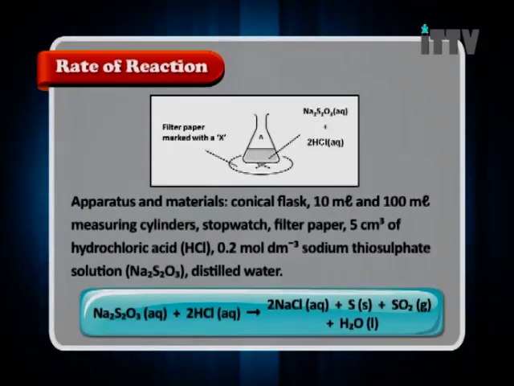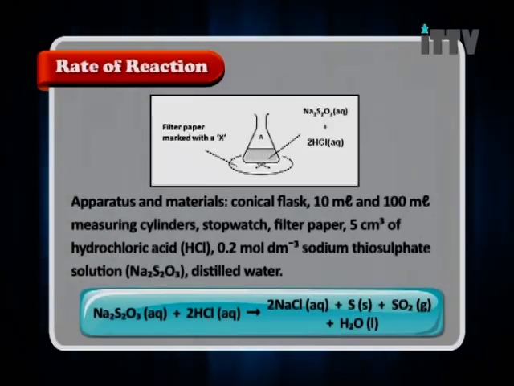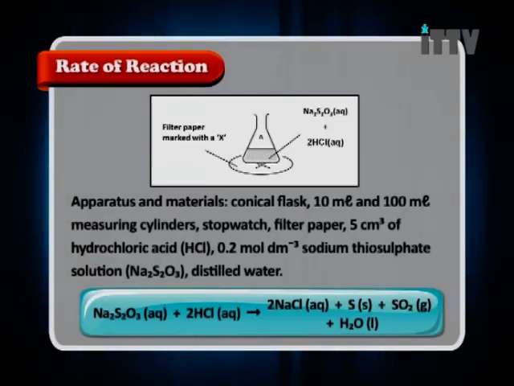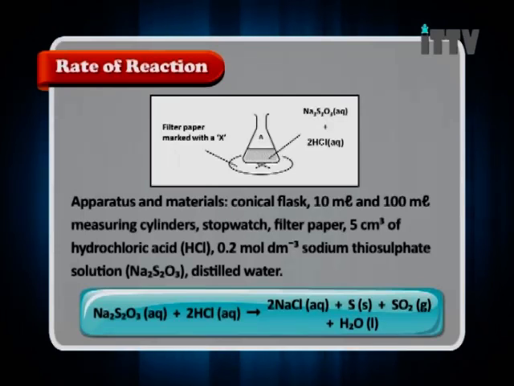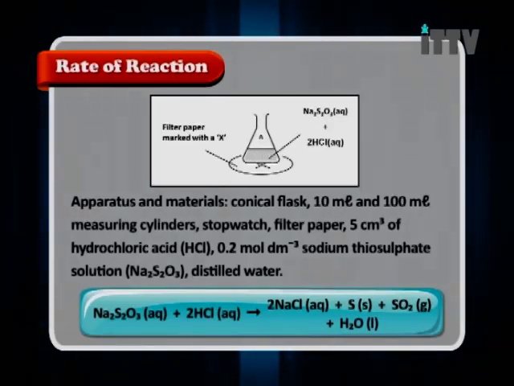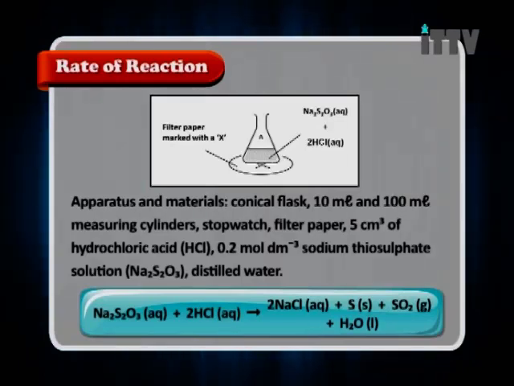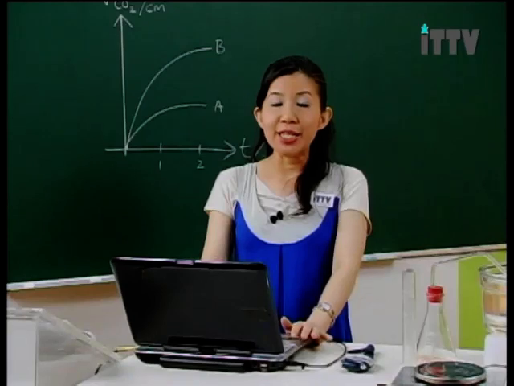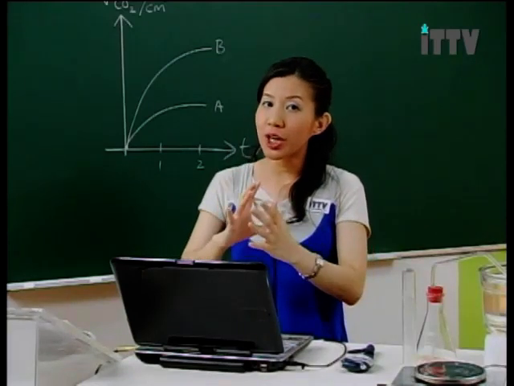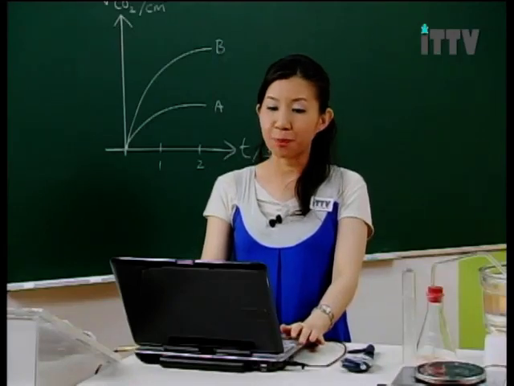The apparatus and materials needed for this next part of the experiment are listed in the slide. We are looking at sodium thiosulfate's reaction with hydrochloric acid, as you can see in the chemical equation in the slide. It will give us 4 products: sodium chloride, sulfur, sulfur dioxide, as well as water. So we will test the effects of different concentrations of sodium thiosulfate with hydrochloric acid.